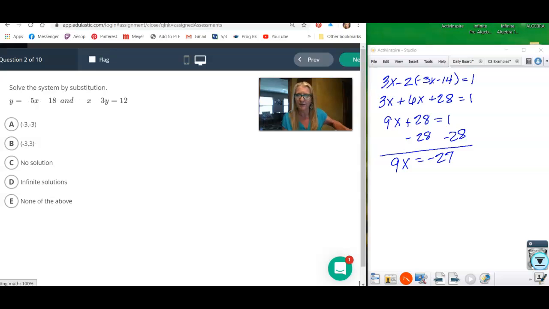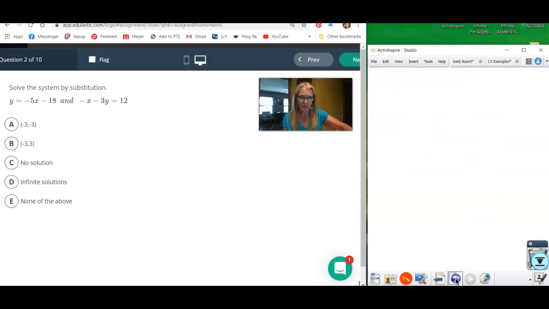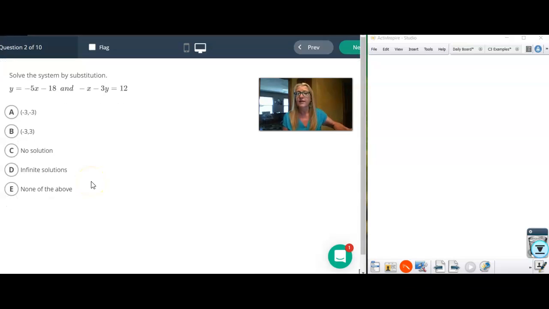All right, let's look at the next problem. Okay, so for this next problem, this has been solved for y, and this one has not. So we're going to substitute negative 5x minus 18 in for this y. All right? So this would look like this. Remember, that's a negative x out in front, minus 3 times negative 5x minus 18 equals 12. Keep that a negative x.